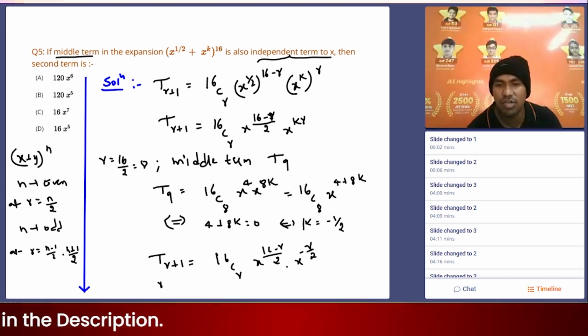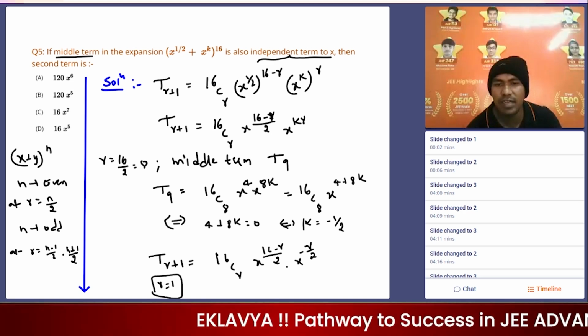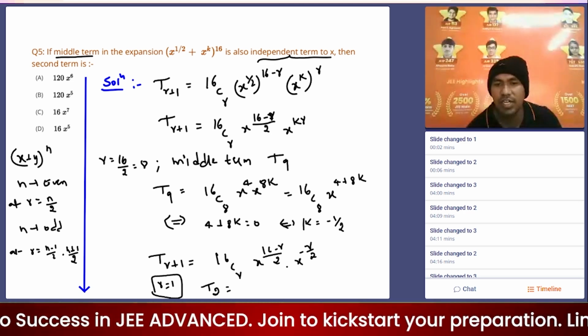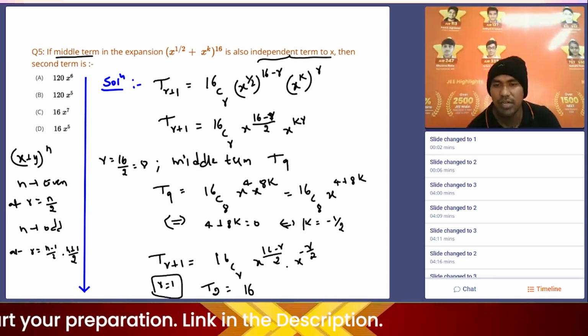By taking r equals to 1, you will get our second term. r equals to 1 if I take T2. T2 is our second term. Now, what will happen to T2?